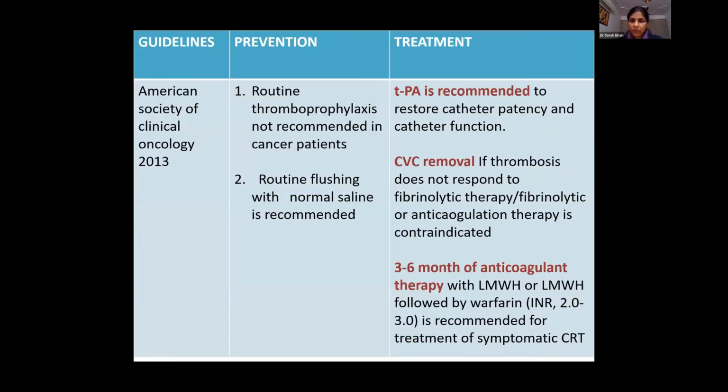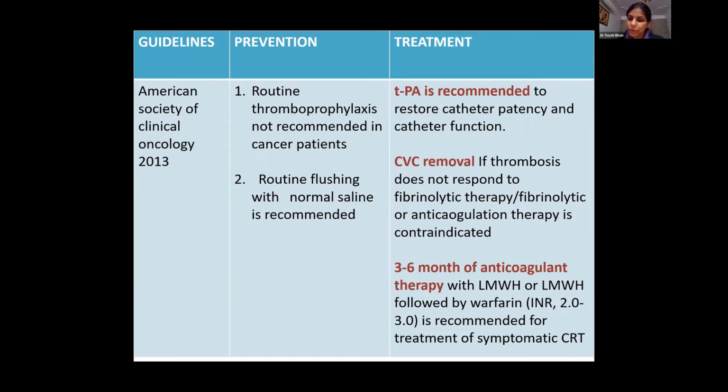Coming to the management, there are guidelines by the American Society of Clinical Oncology. They recommend that TPA can be given depending upon the clinical status of the patient and to restore catheter patency. However, if a CRT has been detected, then 3 to 6 months of anticoagulant therapy with low molecular weight heparin should be given. Routine thromboprophylaxis is not recommended in cancer patients for prevention of thrombosis, however, routine flushing with normal saline is recommended. CVC removal should only be done if thrombosis does not respond to the anticoagulant therapy.